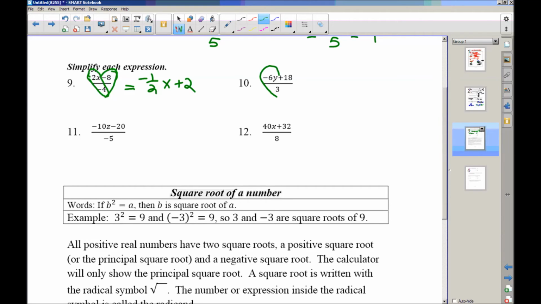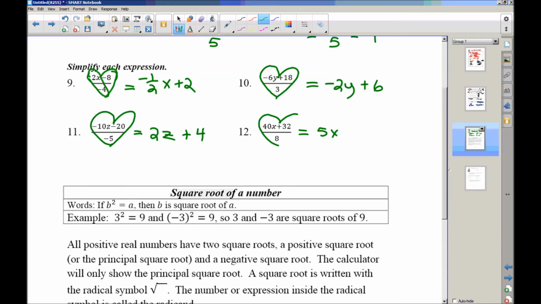So in this one, I have -6y divided by 3. I'm distributing with the division instead of multiplying. So this is going to give me -2y. 6 divided by 3 is 2, and put the negative back. And then over here, we have 18 divided by 3, which makes +6. Write the positive sign, and then magically it turns into a plus. Okay. All right, on this one, -10z divided by -5 makes 2z. And -20 divided by -5 makes +4. So 2z plus 4. And then in our last one, 40 divided by 8 is 5x. 32 divided by 8 is 4. I find this much easier than the book's way, but you are, of course, welcome to use the book's method.